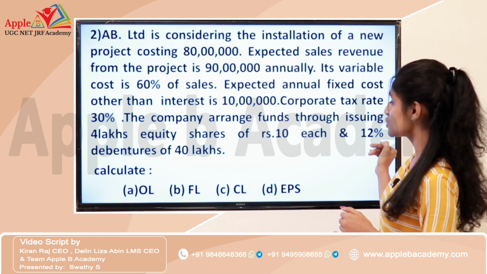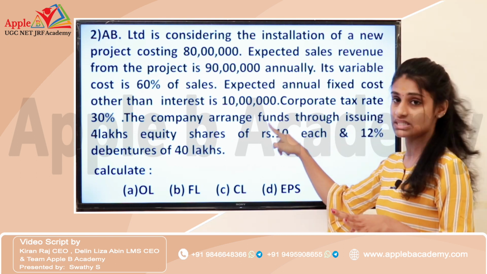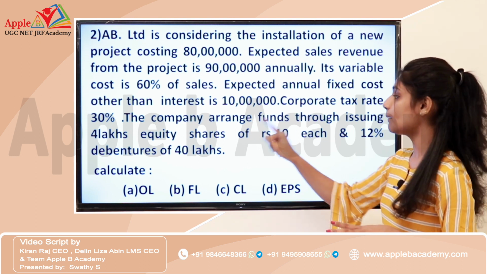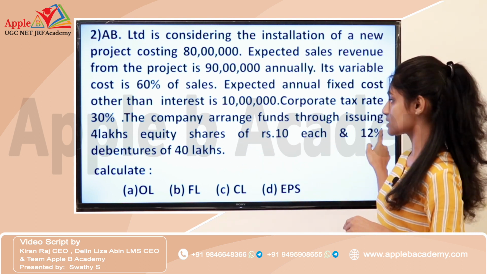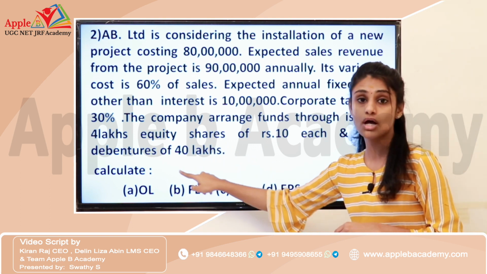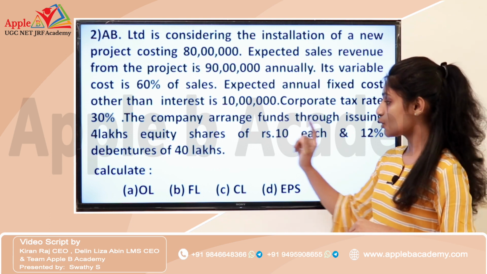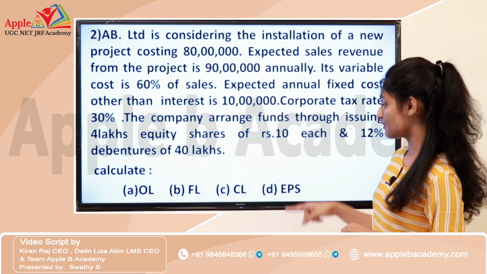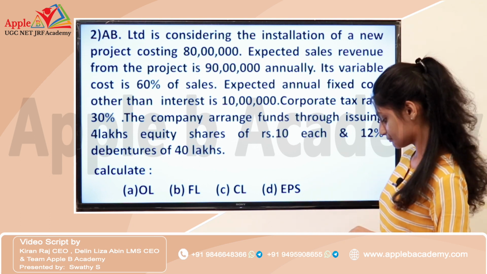The company arranged funds by issuing 4 lakh equity shares of rupees 10 each and 12% debentures of rupees 40 lakh. This is the interest; you have to calculate interest on this 40 lakh, that is 40 lakh into 12%. You have to calculate operating leverage, financial leverage, combined leverage and EPS, earning per share.